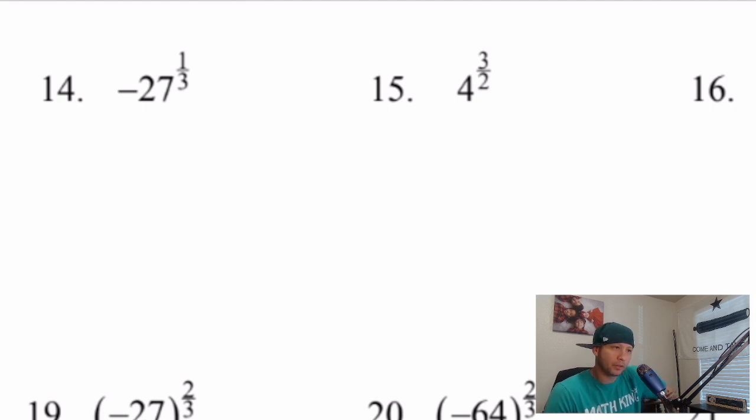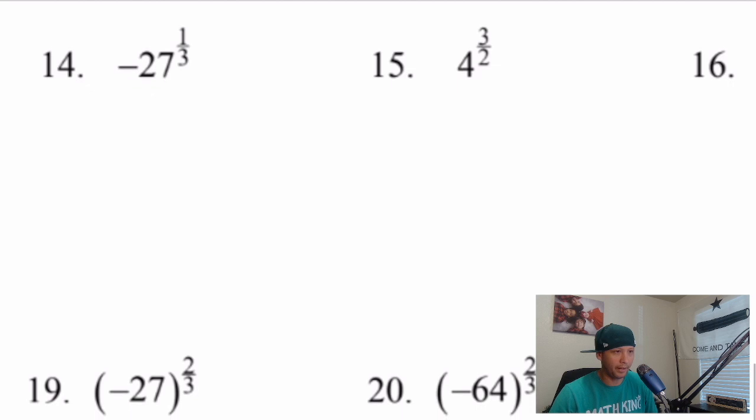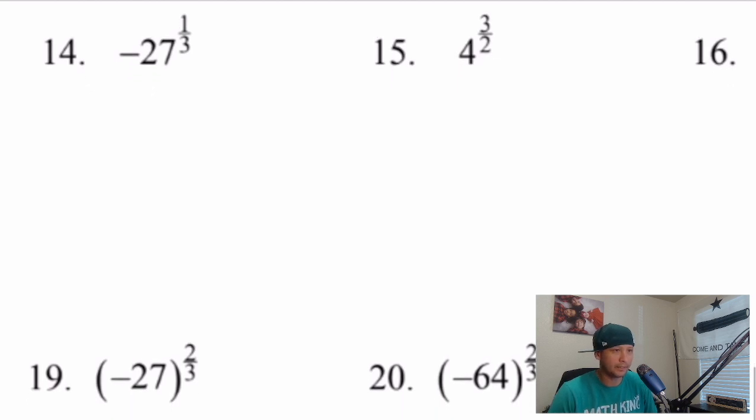Okay, number 14. Negative 27 to the 1/3 power. So here, notice that the 27 is to the 1/3 power and not the negative. So if you compare quickly, 14 to 19, one is inside the parentheses and one is not. It's a very big deal. For instance, on 14, the 1/3 power is only going to apply to the number, and on 19, the exponent is going to apply to the negative and the 27 simultaneously, I guess.